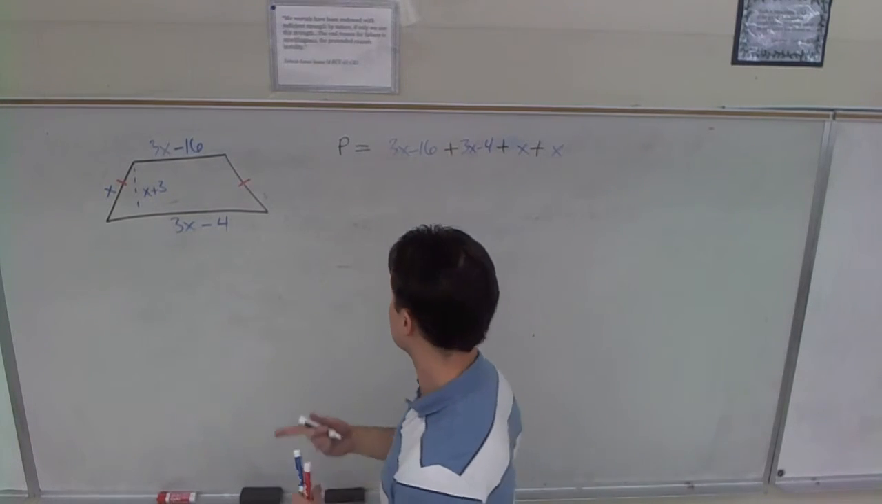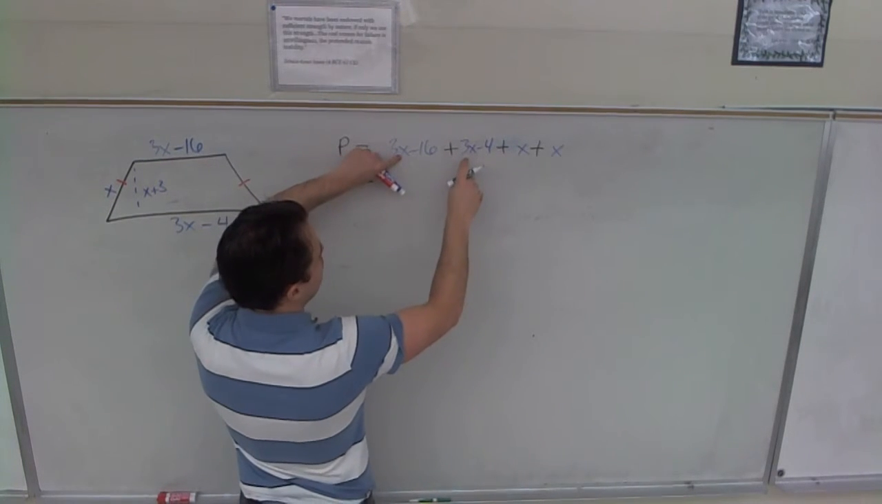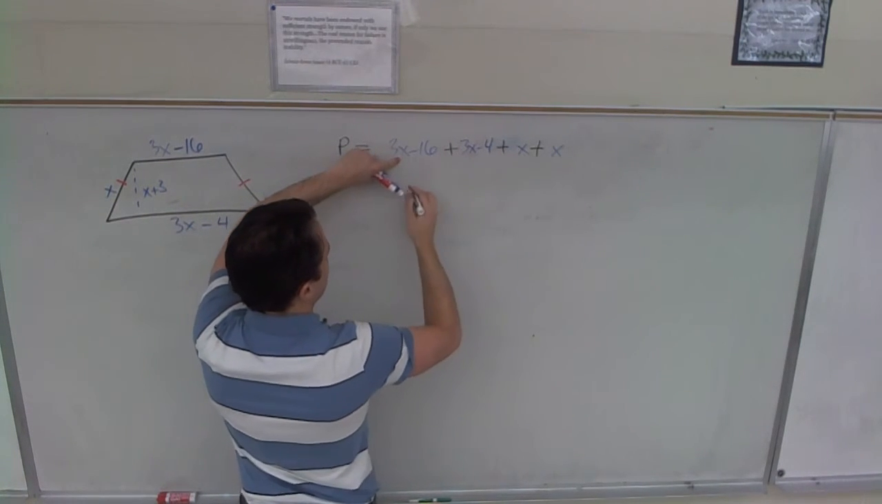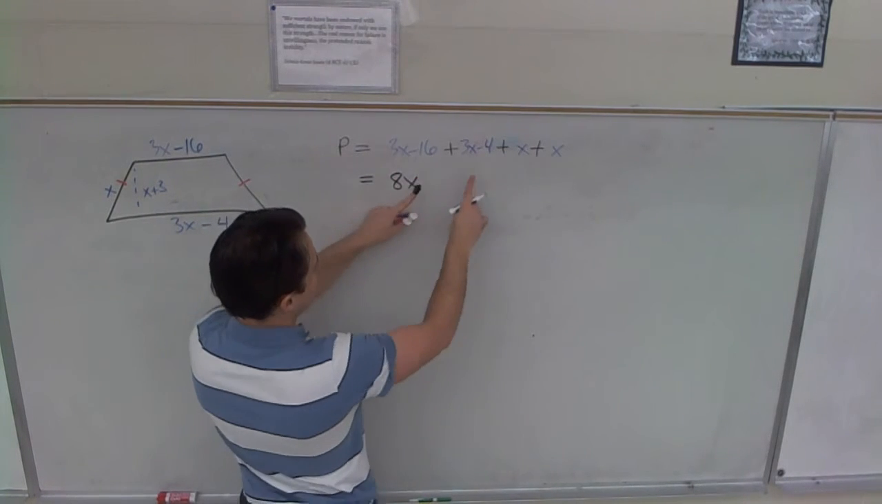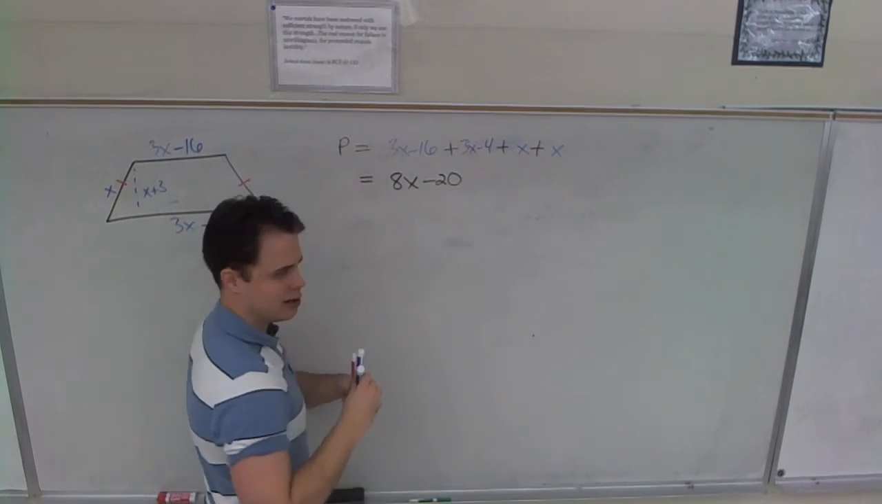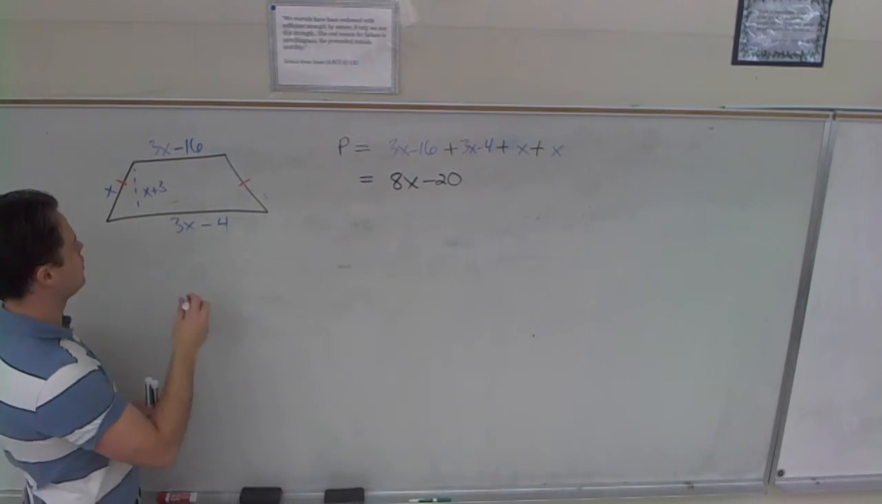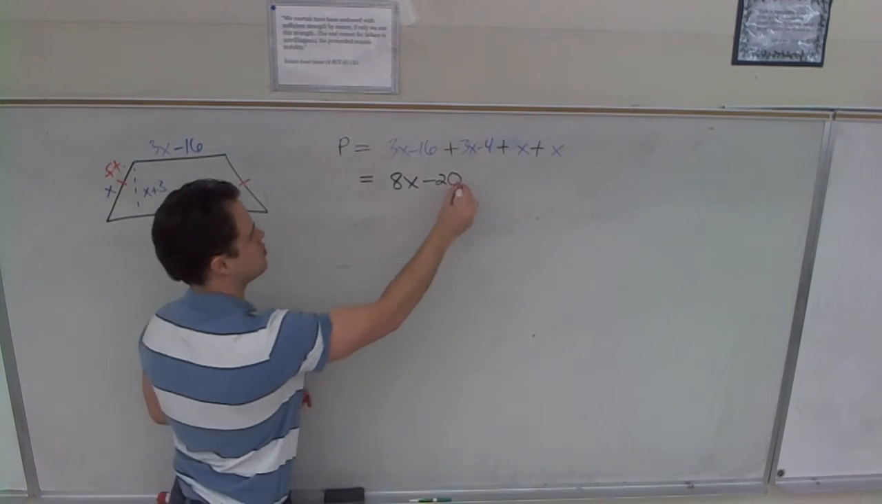Okay, so put your like terms together and you're done. So how many x's? We got 3 and 3 more and 2 more. Is that 8? We've got -4 and -16. There you go. Let's stick some units on here. I'm going to say this is feet. So this is feet.